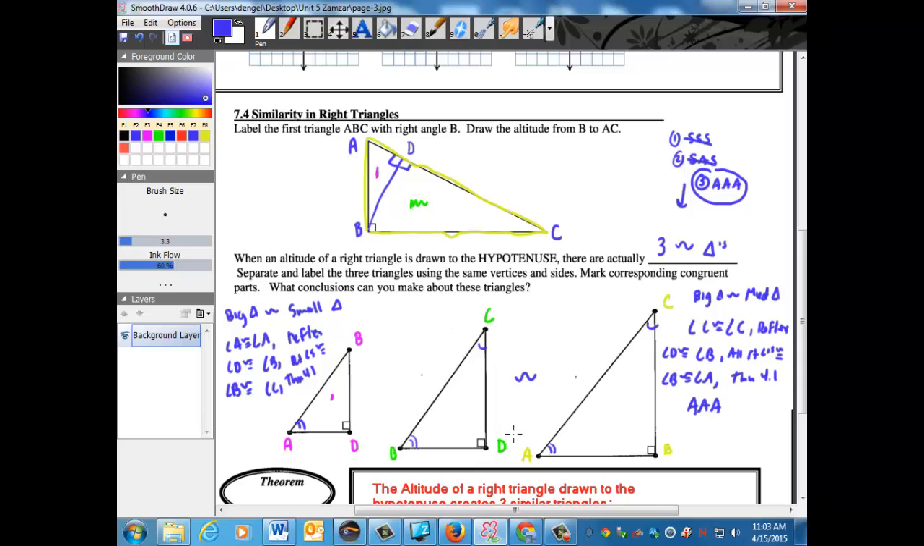Since these two angles are the same in both triangles, that means their third angles are the same. So we'll put 1 mark at angle B. So again, by angle, angle, angle, I have proven that the big triangle is similar to the small triangle.